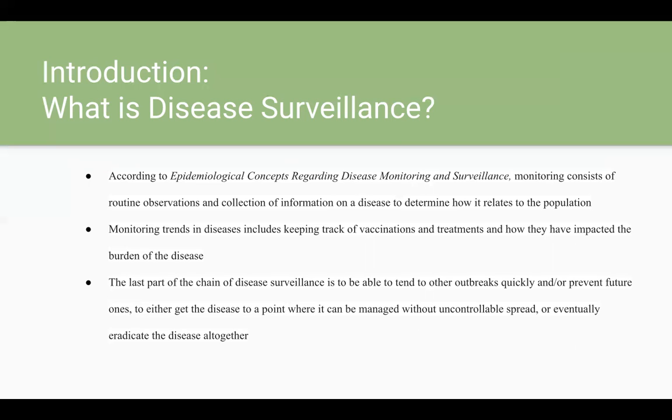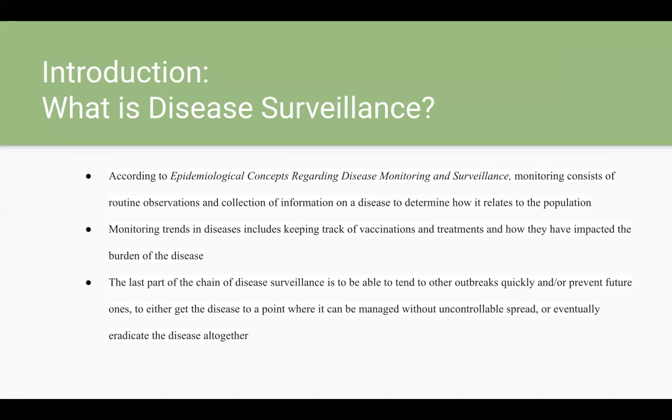So what is disease surveillance? We're going to continue on with that. It's just another part of the threefold thing. We just went over frequency. Now we want to go over the second part, which is monitoring. That consists of routine observations and collection of information on disease to determine how it relates to the population. So just taking in a lot of data, making sure that we are observing what specific characteristics are coming along with the data that we collect.